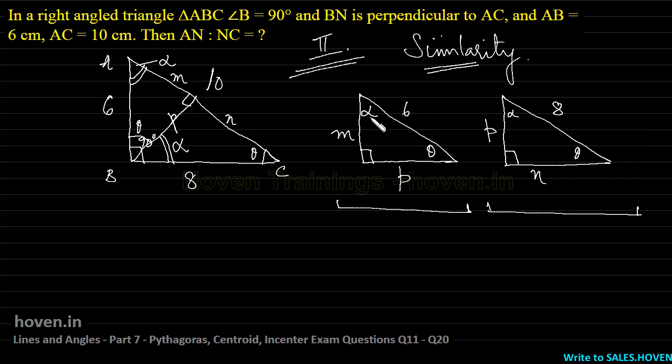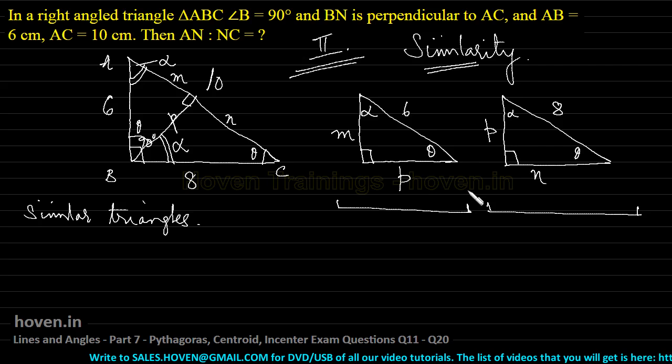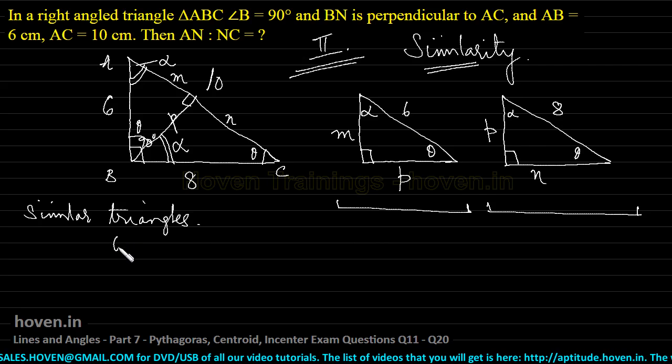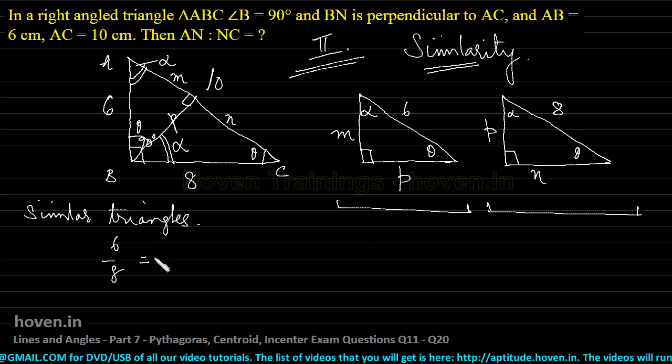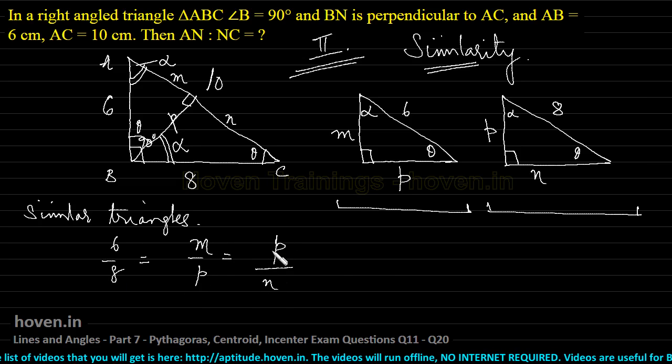Their angles are all equal, alpha, alpha, theta, theta, 90, 90. So they are similar triangles. If triangles are similar, then the ratios of the corresponding sides are always equal. So what does this mean? This means 6 by 8 will be equal to M by P, which will be equal to P by N. So this ratio system we will have.